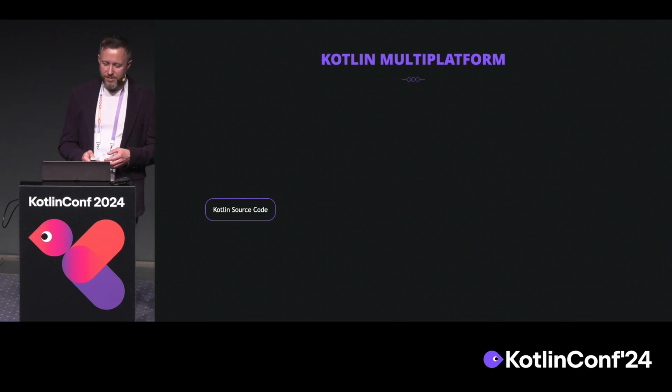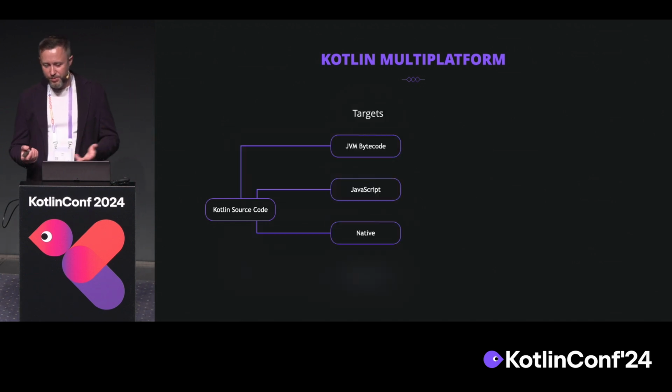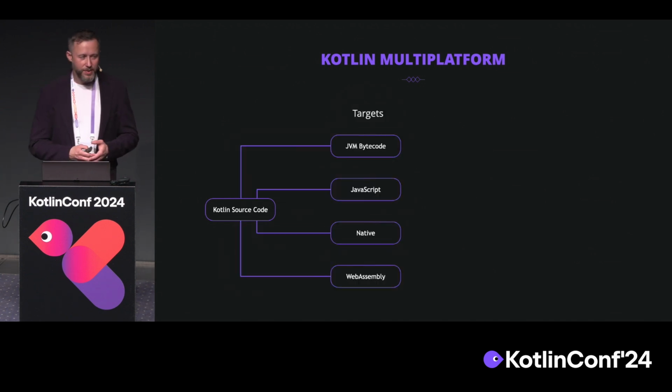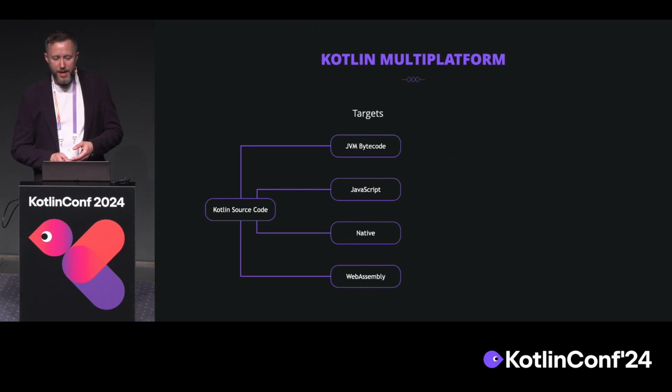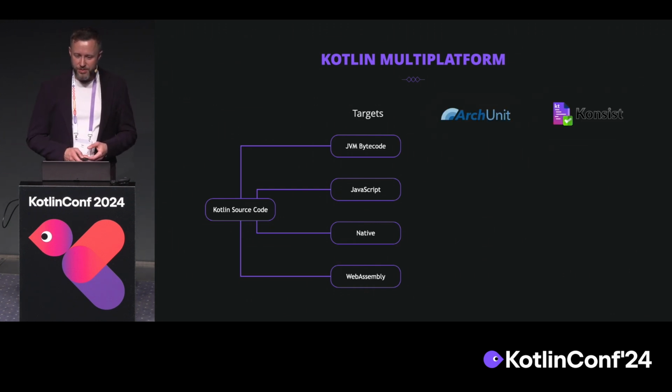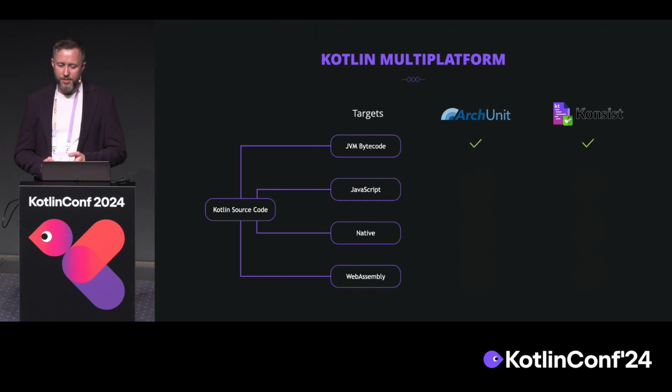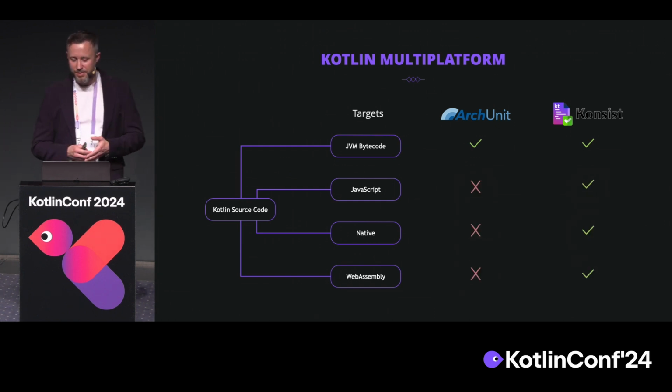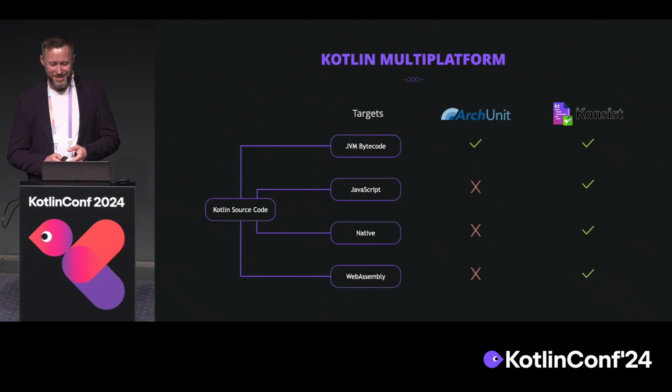On a high level, the Kotlin code can be compiled to multiple targets: JVM bytecode, JavaScript, and native code, usually through LLVM. When we look at the comparison, ArchUnit will obviously work with JVM bytecode, but you will not be able to use it with anything other than JVM. So basically, most of the modern multiplatform targets we see coming these days.